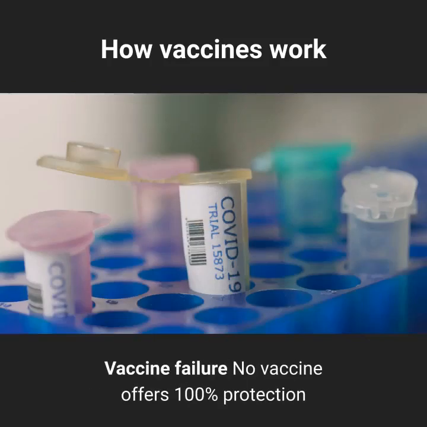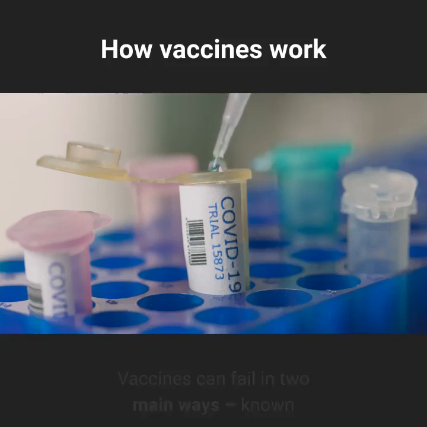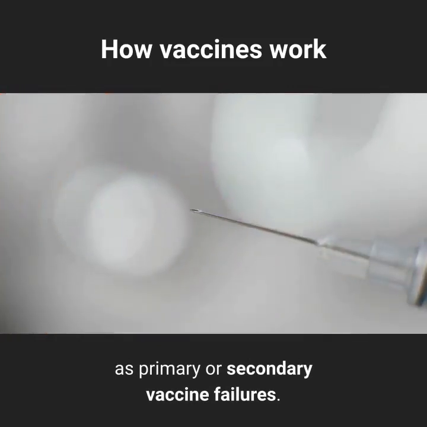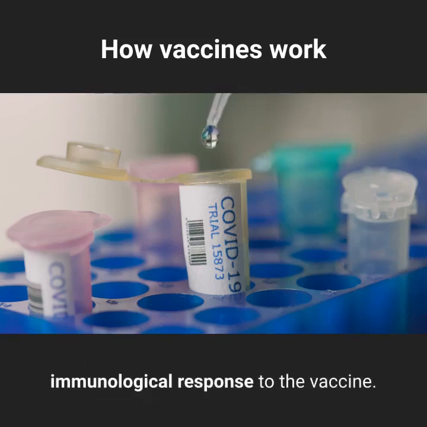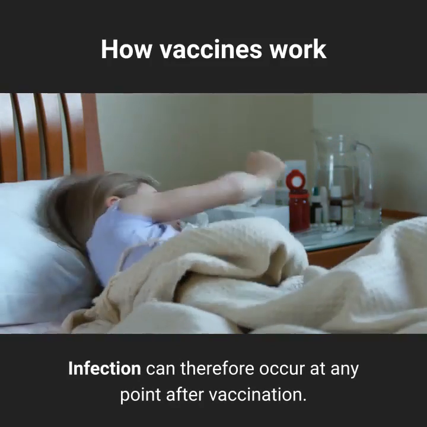Vaccine failure. No vaccine offers 100% protection and a small proportion of individuals get infected despite vaccination. Vaccines can fail in 2 main ways, known as primary or secondary vaccine failures. Primary failure occurs when an individual fails to make an initial immunological response to the vaccine. Infection can therefore occur at any point after vaccination.